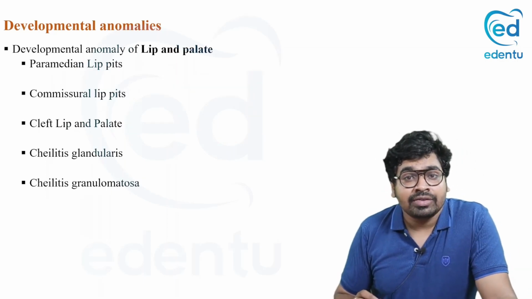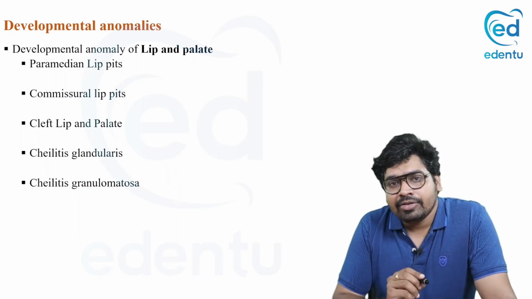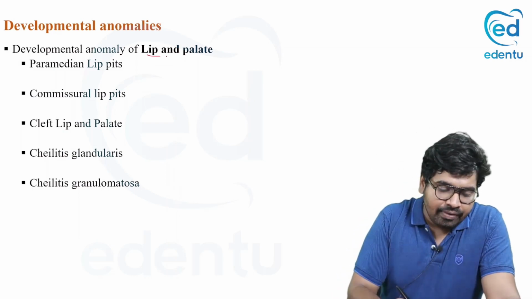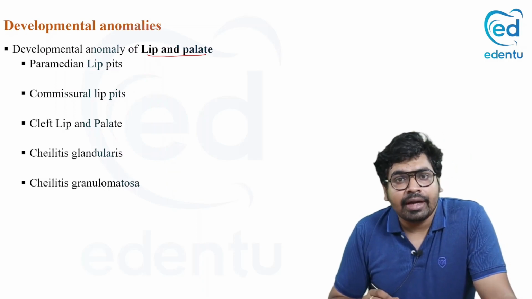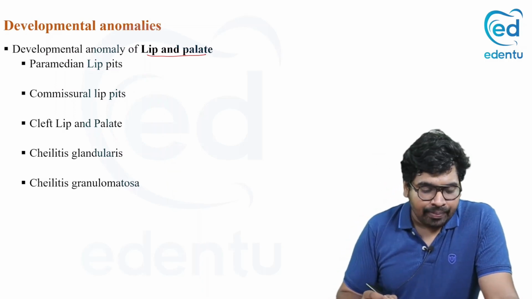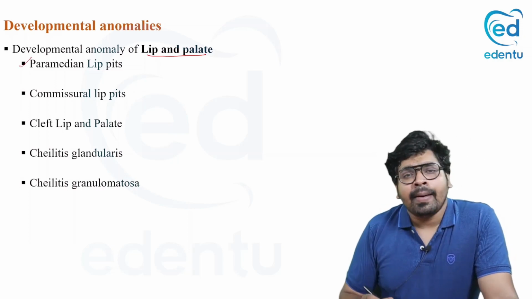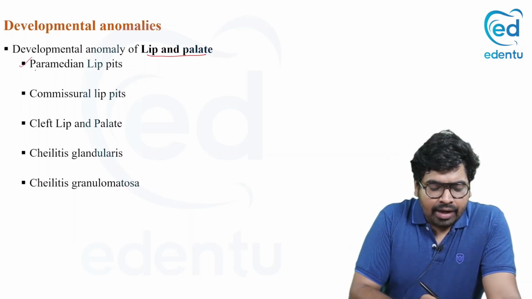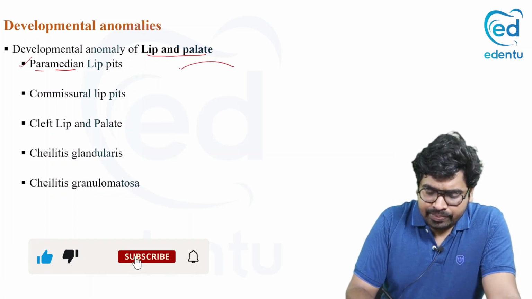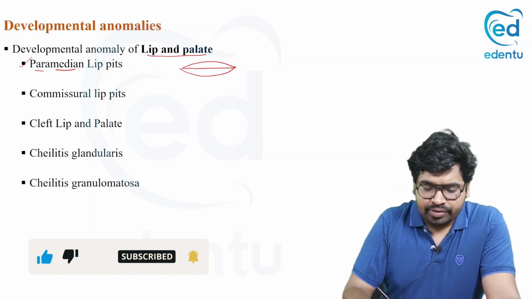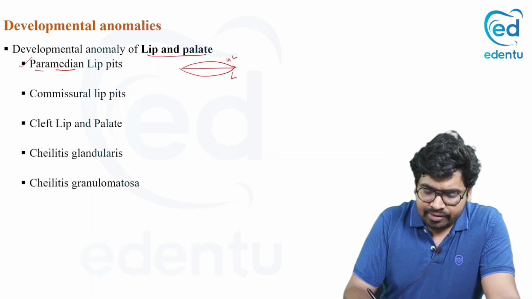That's a very famous anomaly, your anomalies of the lip and palate. That is a very repeatedly asked question. What are the developmental anomalies of the lip and palate? First one is the paramedian lip pits. Paramedian means you have the lip here, your upper lip and the lower lip.